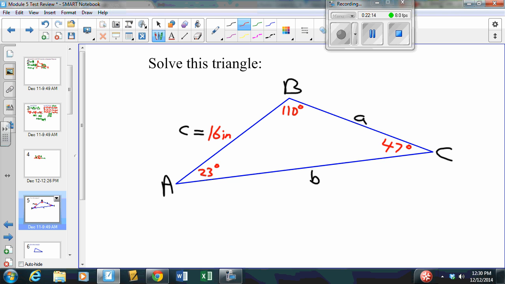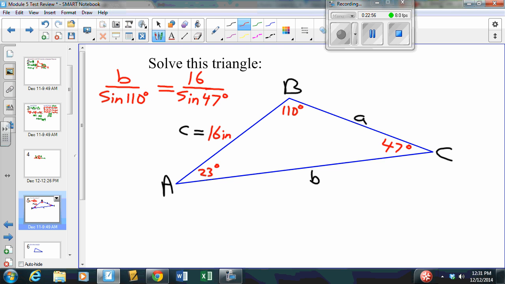Now, this is how I set it up. I'm going to solve for side B first, right here. So, I am going to take B over what in the law of sines? B over what? Sine of B. What's B? Angle B. 110. So B over sine of 110. Which other ratio am I going to take? Or am I going to take the C's or the A's? Why the C's? Because I have both of them. And you always want to take the one you know both of them, right? So 16 is side C. And sine of what? 47 degrees.